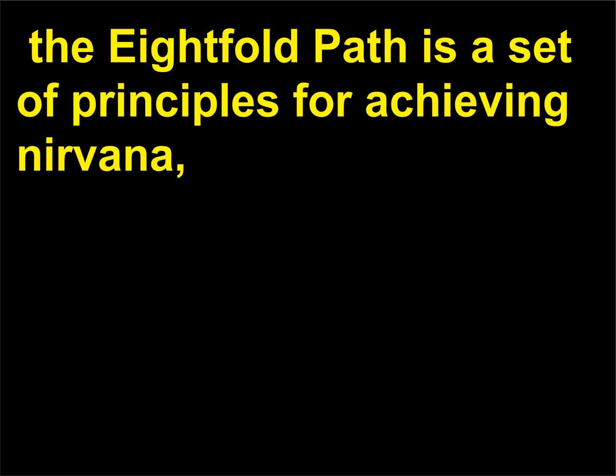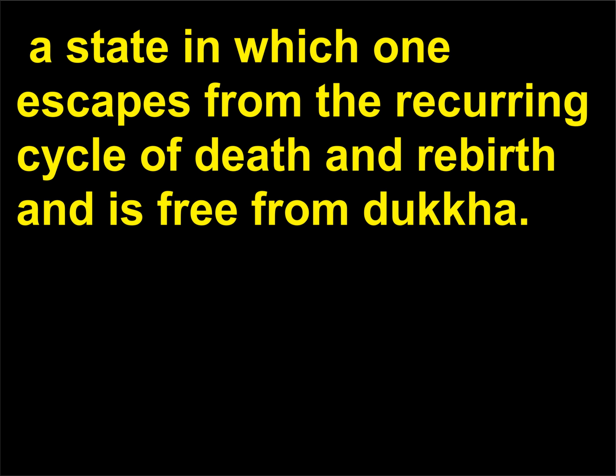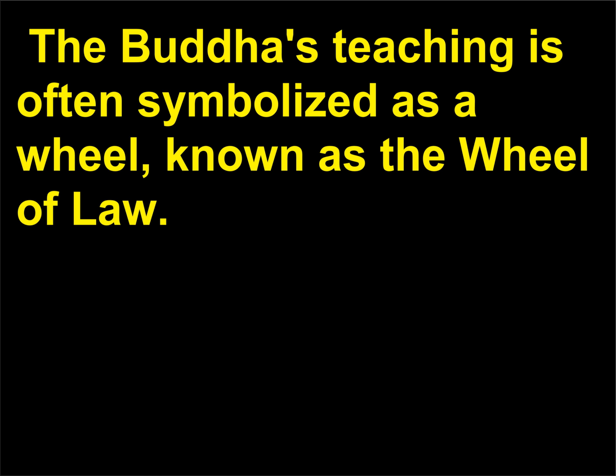The Eightfold Path is a set of principles for achieving nirvana, a state in which one escapes from the recurring cycle of death and rebirth and is free from dukkha. The Buddha's teaching is often symbolized as a wheel, known as the wheel of law.